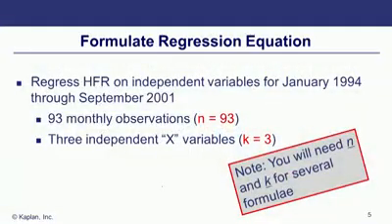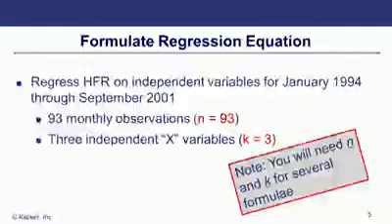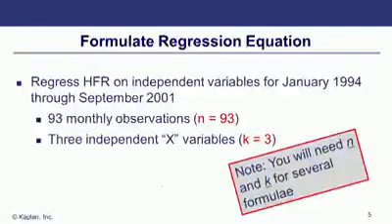So they regress hedge fund returns against our independent variables for a period between January 1994 to September 2001, which turns out to be 93 monthly observations, so that's our sample size n equals 93. And of course we have three independent variables, so k is equal to 3. So we do keep track of these n's and k's as we go along, because of course they kick in various computations, ANOVA tables, etc., etc.